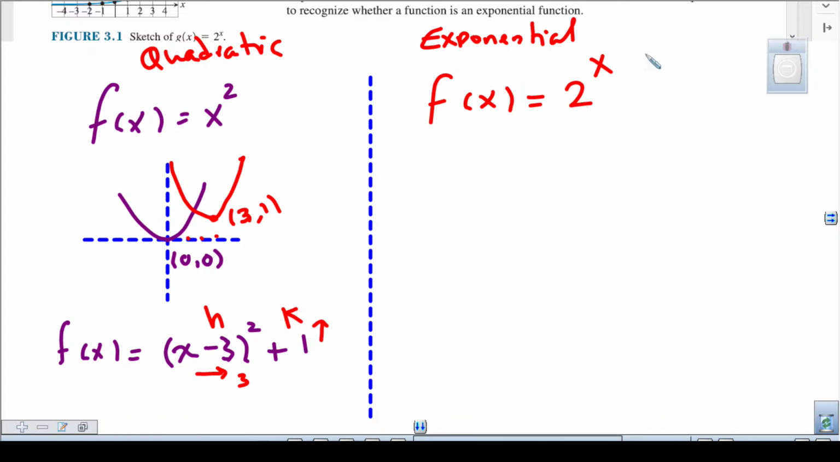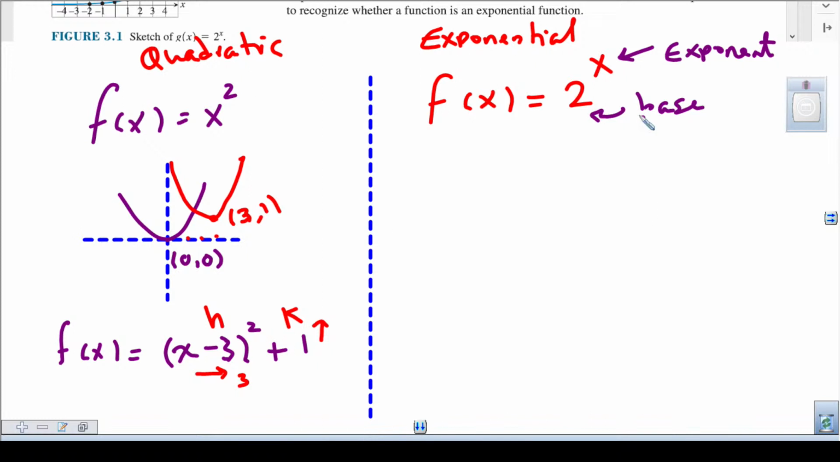And the biggie thing about exponential is the variable here. This is the exponent, and the exponent is actually a variable. That exponent changes. The base stays the same. So this is the base. Base is always at the bottom, by the way. Base is the bottom. So here's the base. Base doesn't change.